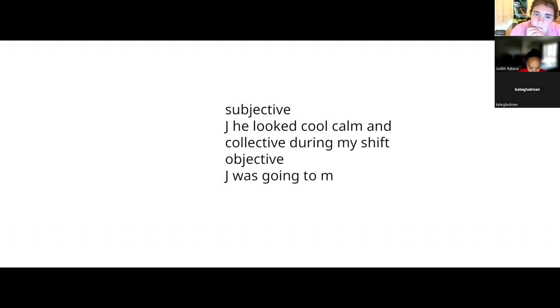Make a sandwich for lunch. Yeah, you almost got it there. So Judith, the thing with objective is it has to be a quote. What happened during the shift usually goes in the subjective, but if it was a quote, it would go in the objective. Oh, okay. Yeah. So what's a quote? So Jasper said, "I want a sandwich for lunch."